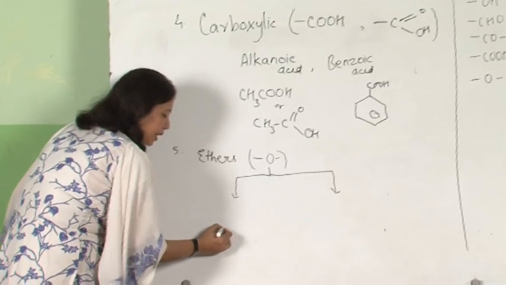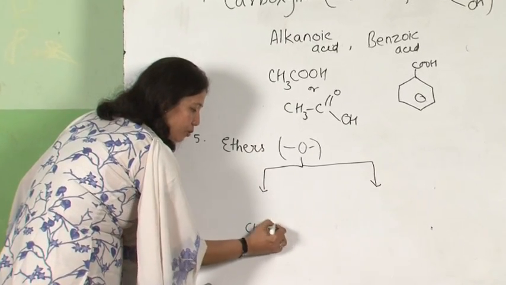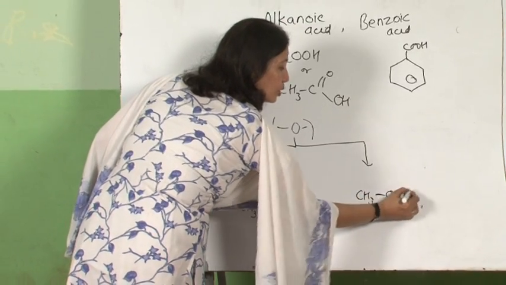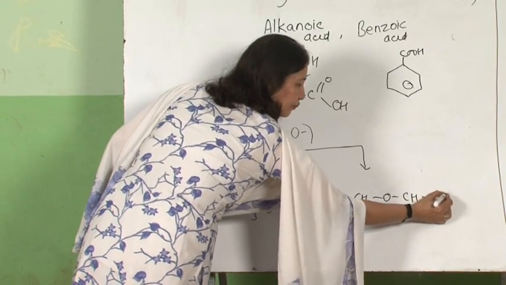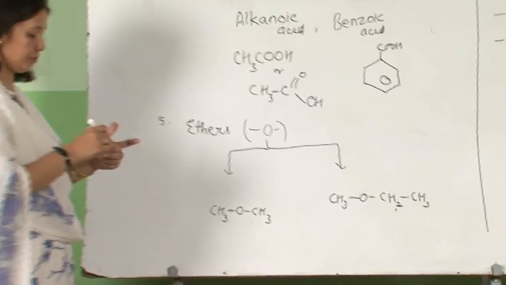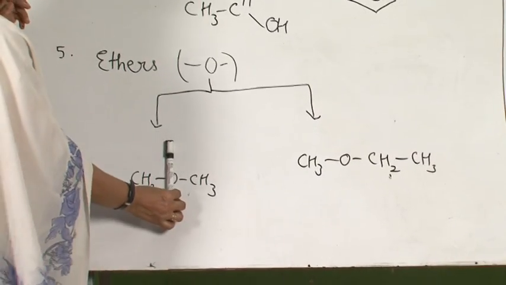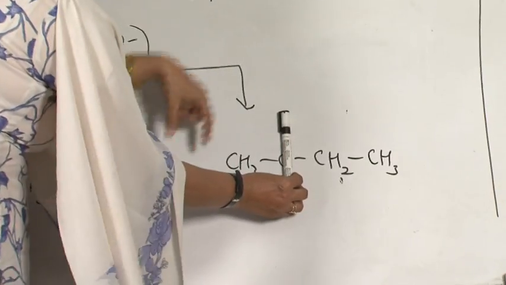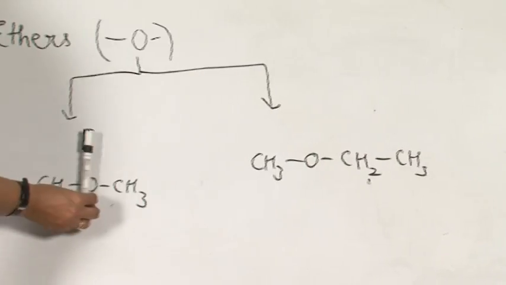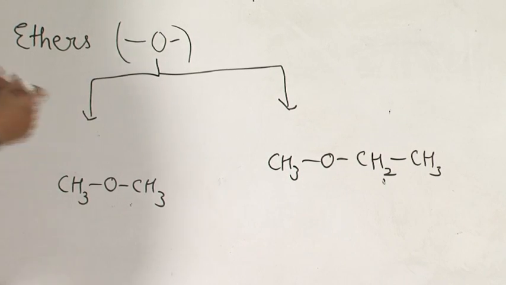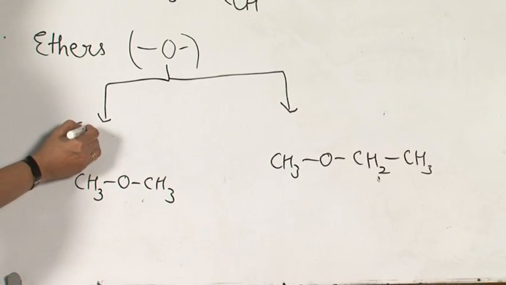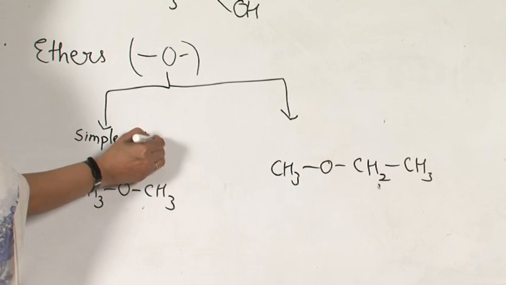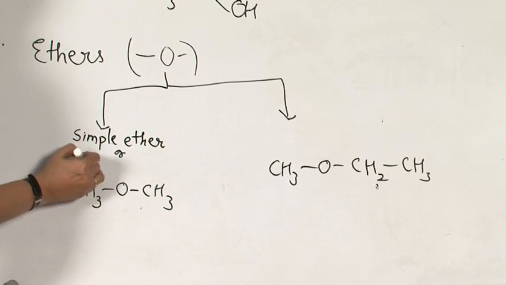Like here, one of the examples I am citing here is CH3OCH3. Here I am writing CH3OCH2CH3. Now, if you see this group, this is the functional group. On either side in the first one, I have got similar groups. Here, on either side, I have got different groups. When on either side of the functional group I have got similar groups, I use the term simple. The functional group here is ether, so this one is simple ether. Simple ether can also be written as symmetrical ether.